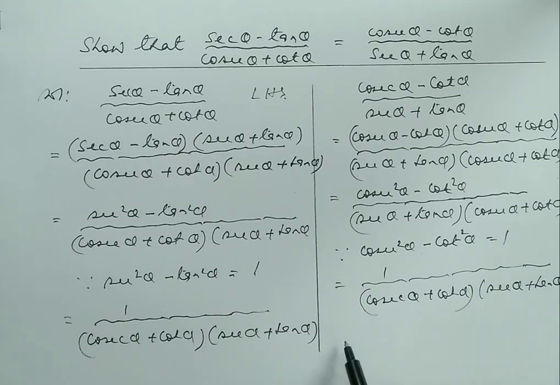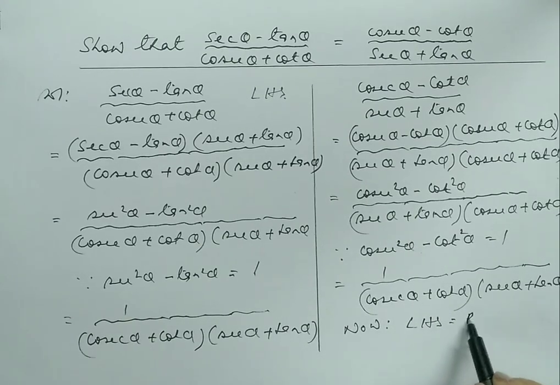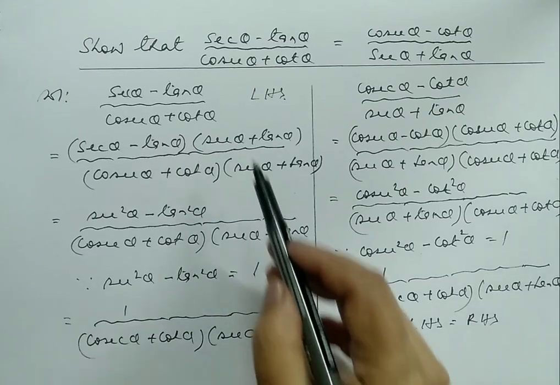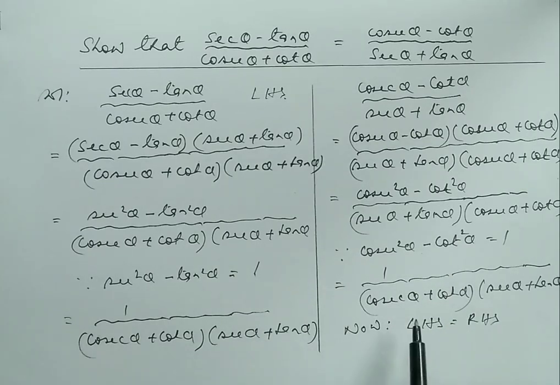So having done this, we know that now what? LHS is equal to RHS. So we came halfway for this and we came halfway for this also, and we were able to prove them equal. Correct? So this was the change that we did in our approach, which we hadn't done in our previous problems, right? Okay guys, so I hope you people have understood.